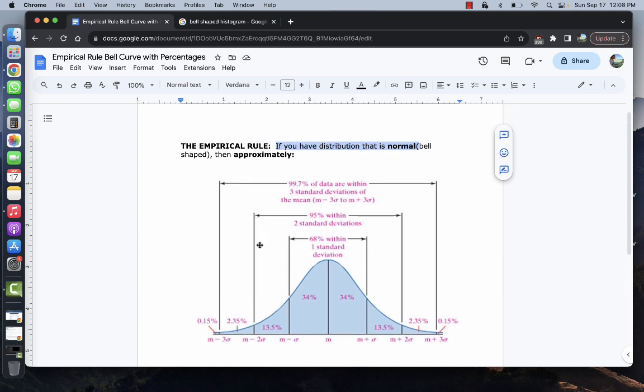The second part of the rule tells us that 95% of the observations, 95% of the individuals, are within two standard deviations. So obviously, if we go further out, we're picking up more of the individuals. So we go from 68 to 95. And then if we go out to three standard deviations, we have 99.7% of the individuals or the observations, which is pretty much almost everyone, but not everyone.